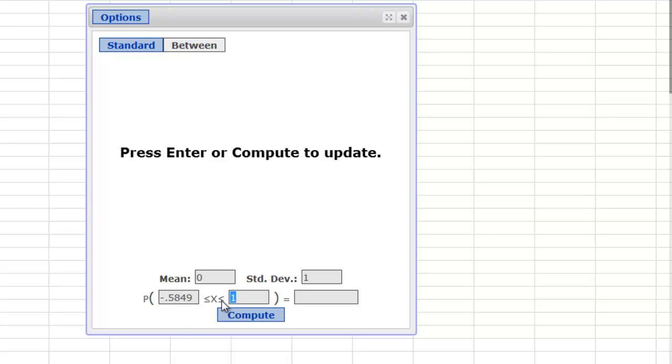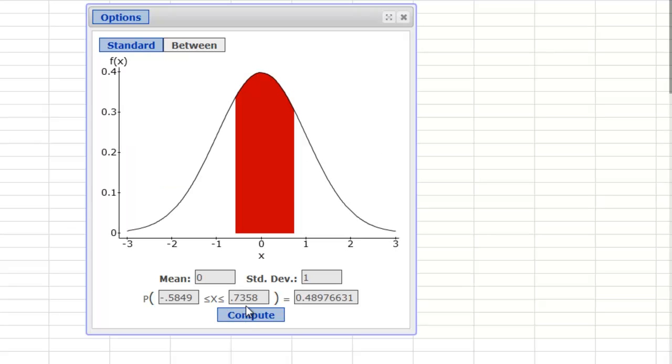So if I go into StatCrunch, I can go negative 0.5849 and 0.7358, compute, and there it is. And that would tell me the percent between those two marks. And so it looks like 48.98%, so almost 49%.